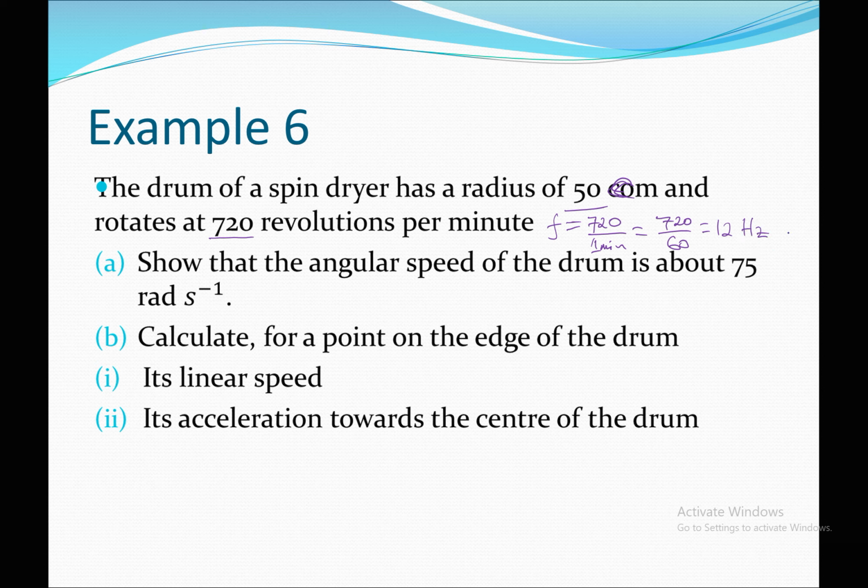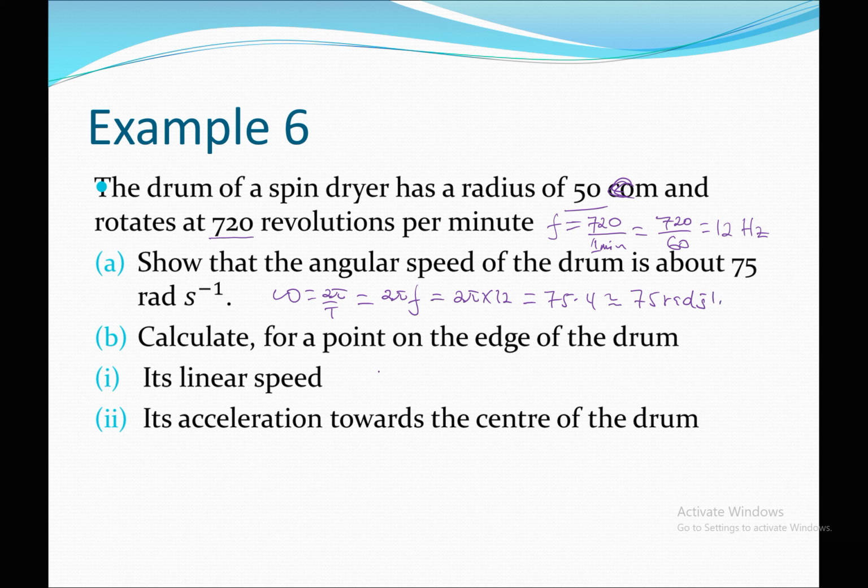Now we want to find the angular speed. That is omega. Omega is 2 pi over T, which is the same as 2 pi times f. So this is going to be 2 pi times 12, so 12 times 2 pi. This is 75.4, approximately 75 radians per second.